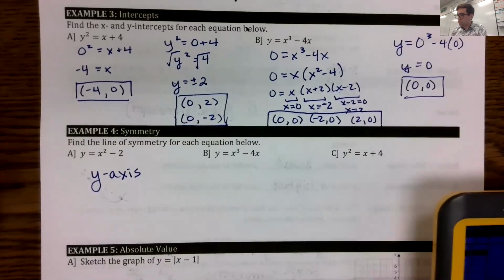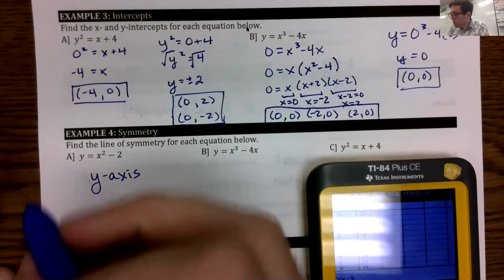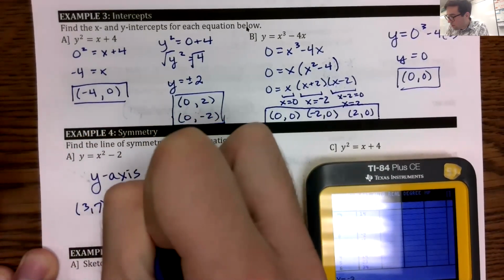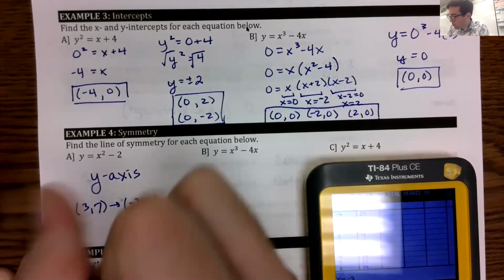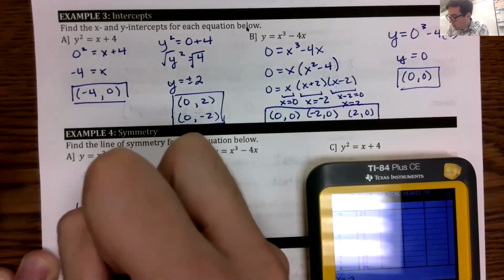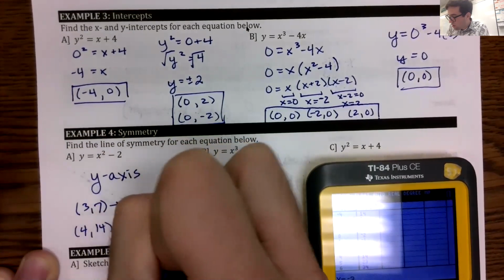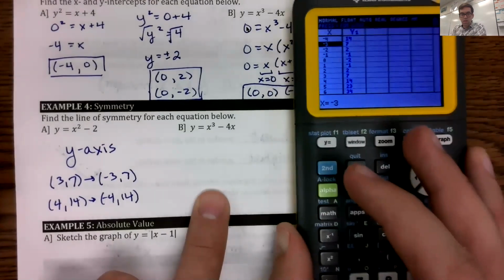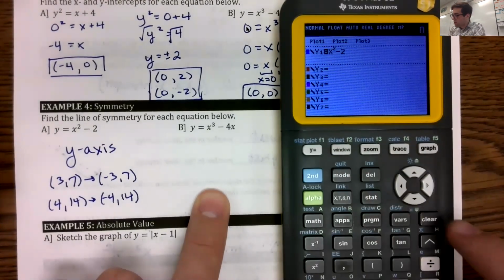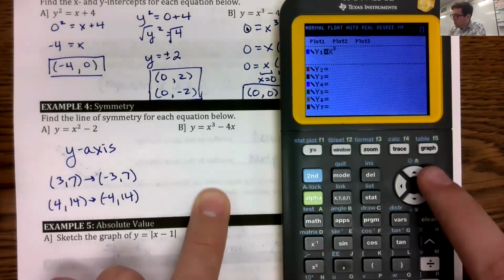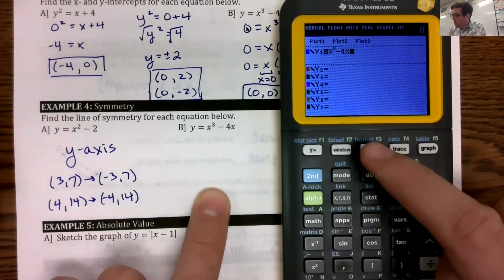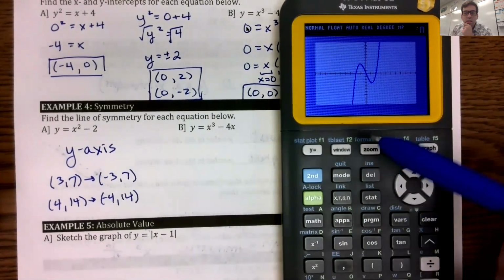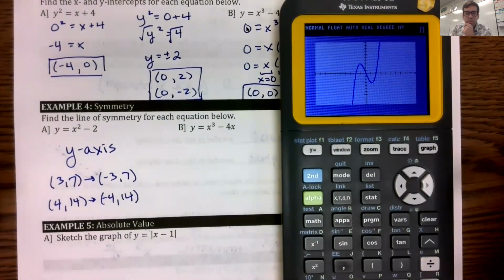y equals x cubed minus 4x. And you know what? Just to be clear, I'm going to write a couple examples of the ordered pairs just so that we can see how it's changing. All right, let's take a look at the next one. x cubed minus 4x. Okay. All right, this one's a little trickier.